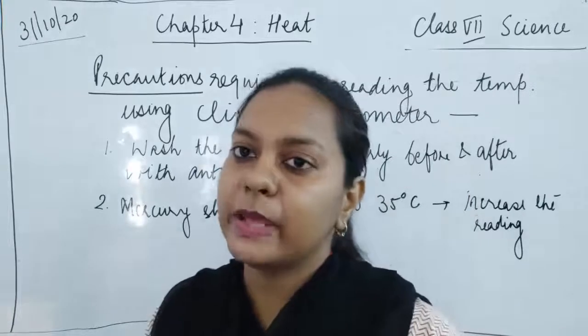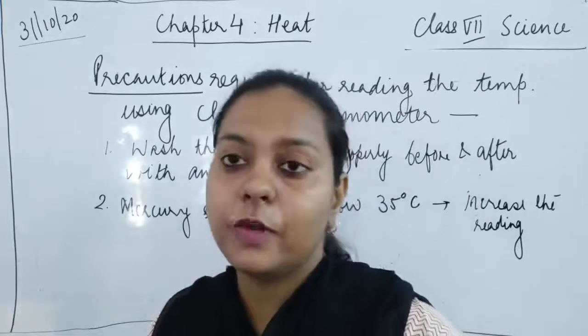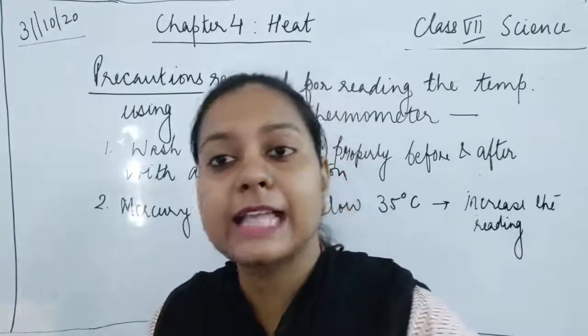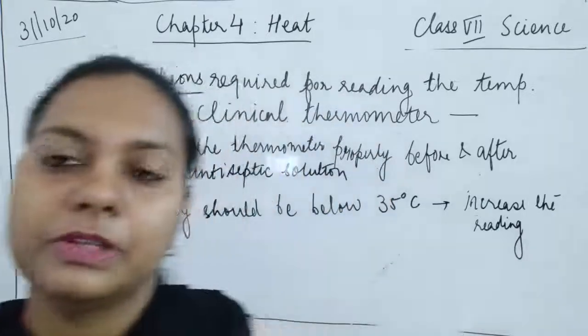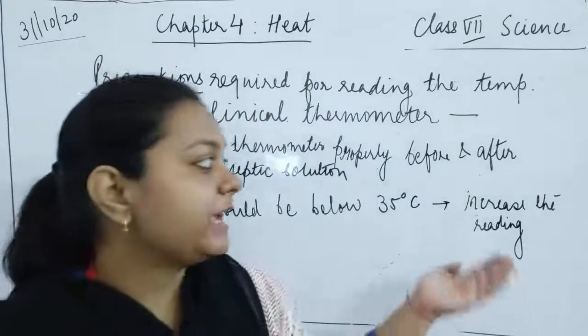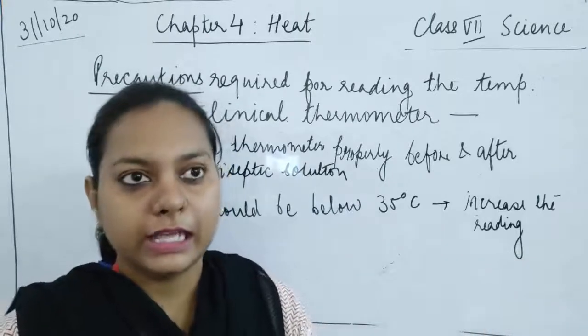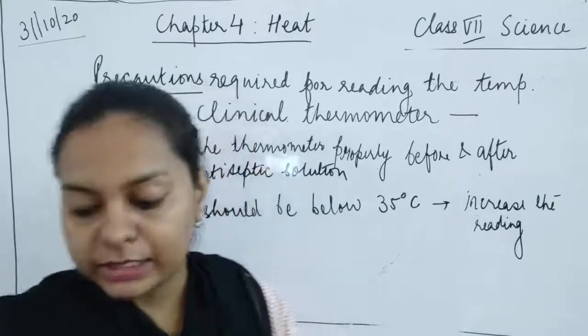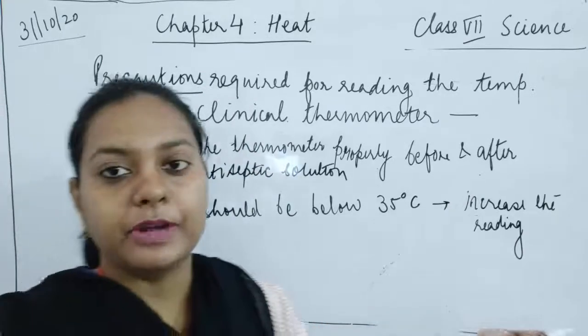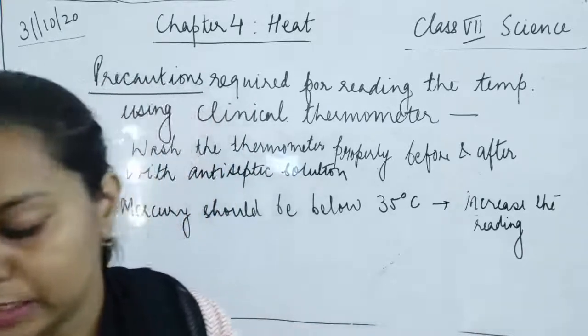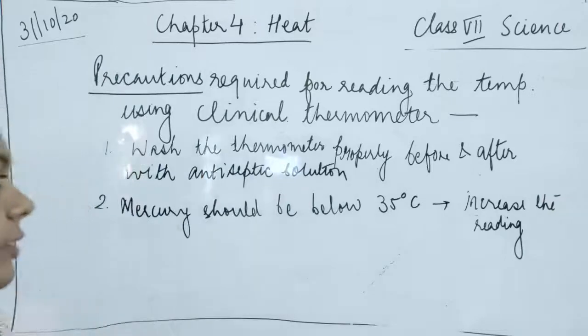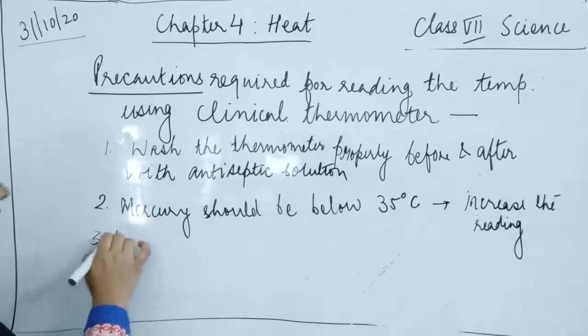So this becomes a very difficult task for us to tell the exact temperature of any person's body. Okay, so make sure that the mercury level is below 35 degrees Celsius, so that it is not going to add any temperature to the reading of a person. Then the next is you have to read the thermometer.